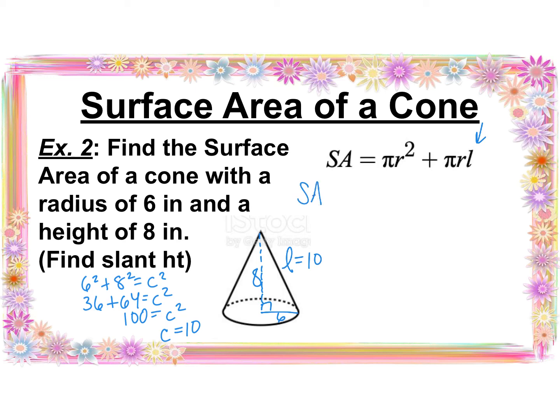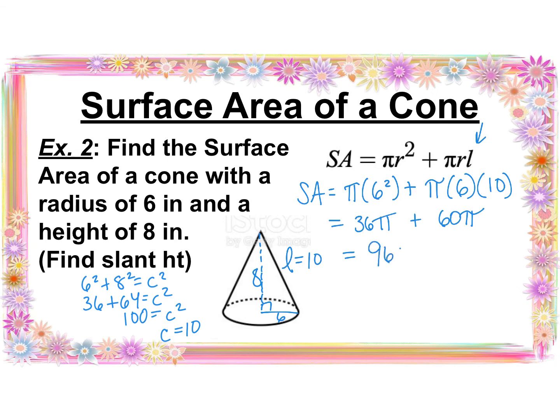So my surface area is pi times my radius squared, so 6 squared, plus pi times my radius, which is 6, times my slant height, which is 10. And now we're going to simplify. So 6 squared is 36 pi. 6 times 10 is 60 pi. I'm going to add those together to combine like terms for 96 pi. And then last step, you can multiply that in, and we get 301.6 inches squared for the surface area of that cone.